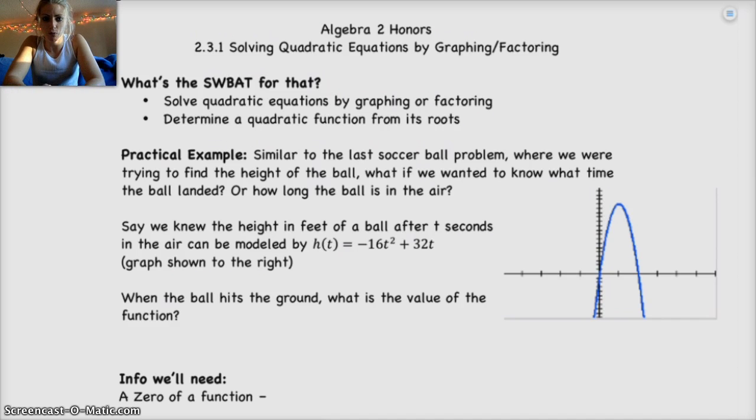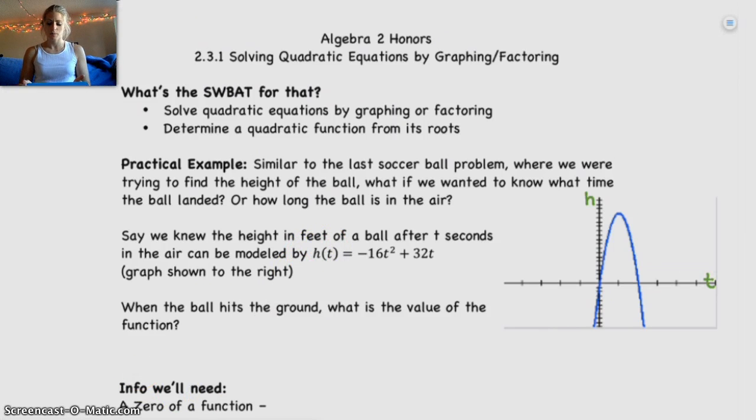Say, for example, you know that the height in feet of a ball after t seconds can be modeled by the following function: H of t equals negative 16t squared plus 32t. And the graph of it is shown to the right. Basically, all that means is that height, h, is a function of time, t. And so my x variable, or my independent variable, is t, and my dependent variable is h. So let's label that on our graph.